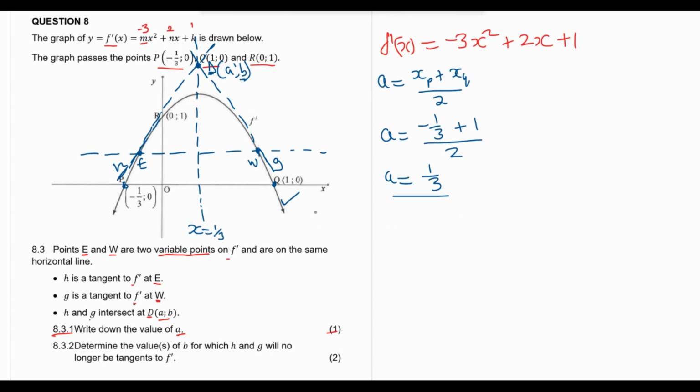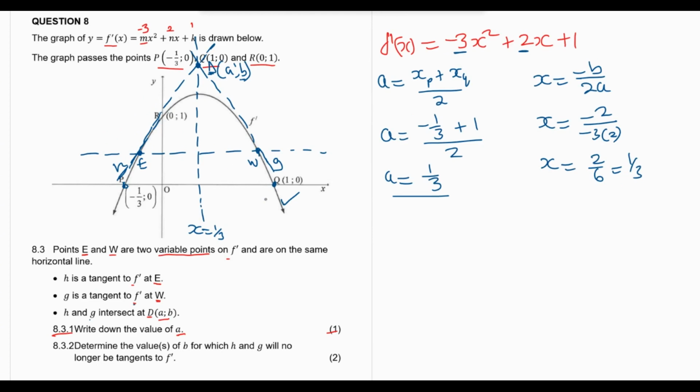And then you can also use x is equal to -b/2a. That's another way of doing it. Our b is 2, our a is -3. So you can say x is equal to -2 over 2 times -3, so it becomes x is equal to 2/6, which is 1/3. That's another way of doing it.